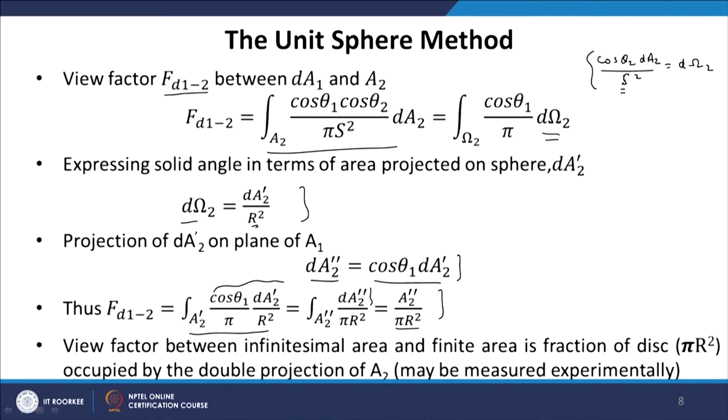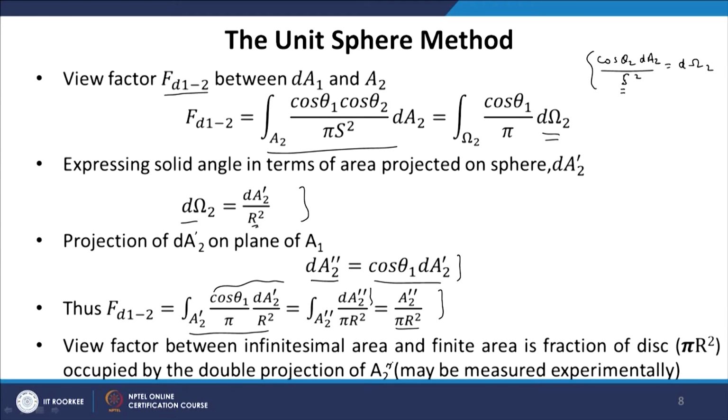So, the disc that contains this hemisphere that contains this small infinitesimal area dA1, the disc area is pi r square, where r is the radius of the hemisphere, and A2 double prime is the projected area of A2 onto this plane. So, we can say that this is a fraction of disc occupied by the double projection of A2, okay, and this is applicable to any arbitrary shape of A2, okay. It does not have to be just a plane surface, it can be an arbitrary shape.